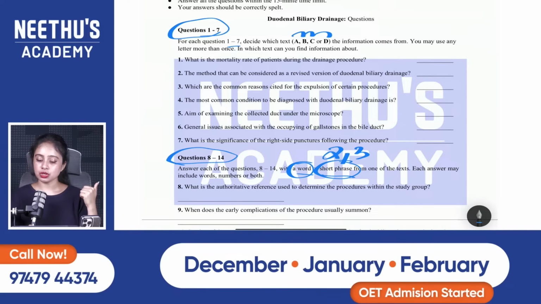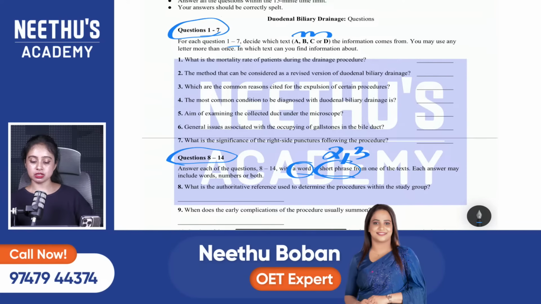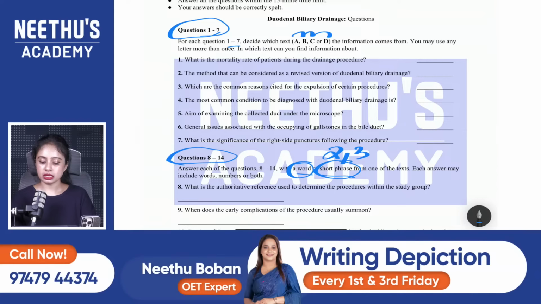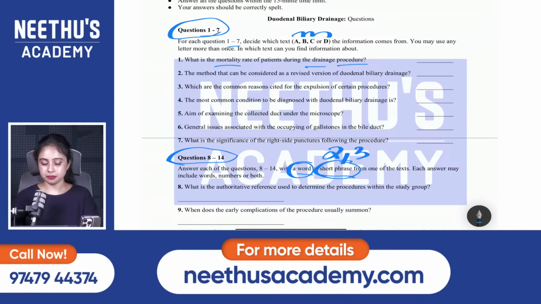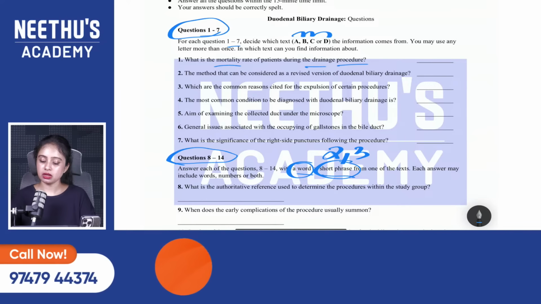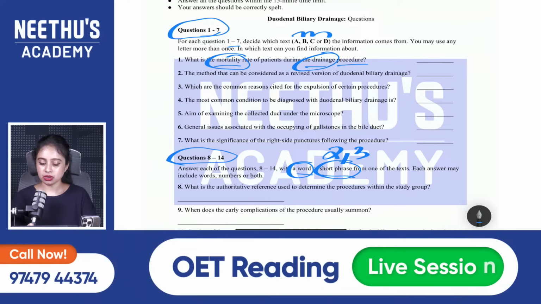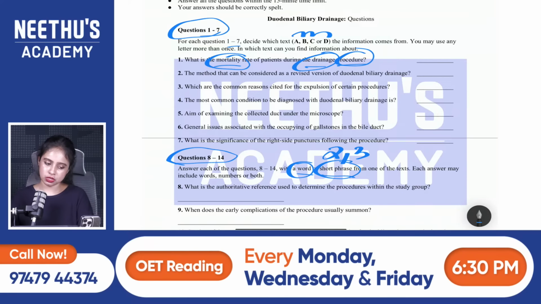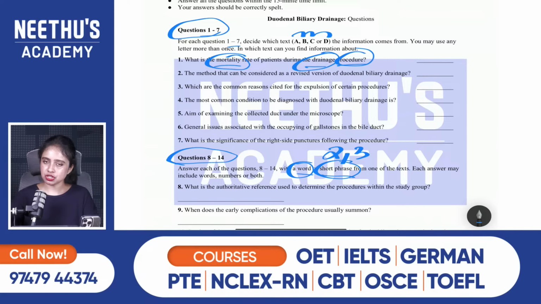That's it. So duodenal biliary drainage. First one: what is the mortality rate of patients during the drainage procedure? My keywords: mortality, then drainage procedure. Any guess? Can you guess the answer? Mortality rate of patients during drainage procedure. Now, the keywords are mortality, drainage procedure. Let me know your answer please in the comment box. If you're attending the live session, definitely you can answer, right?